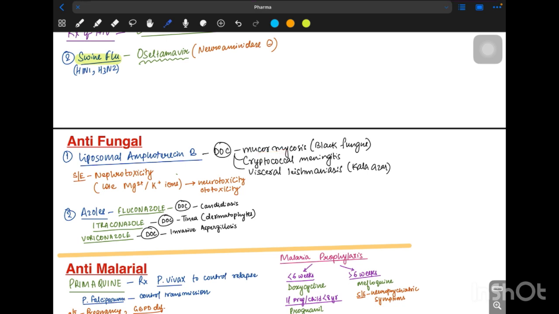Now, what are the side effects? Side effect is nephrotoxicity. It will lose magnesium and potassium ions. So ultimately it will cause neurotoxicity or ototoxicity. So these are the side effects.